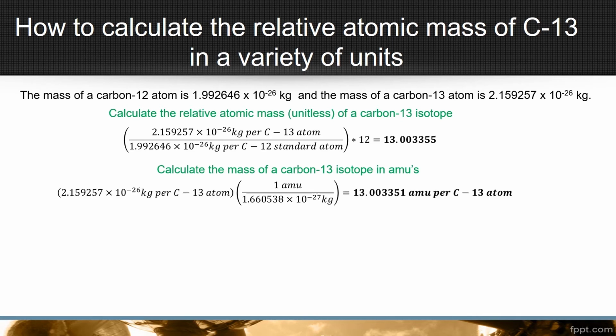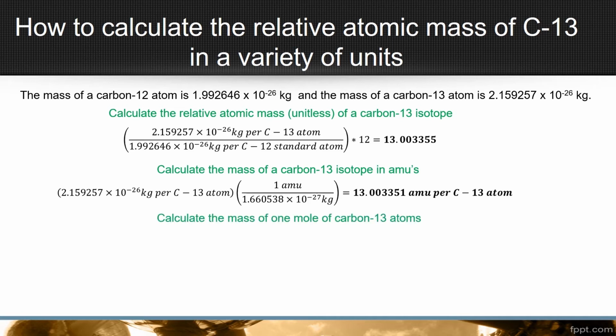We can also compute the mass of the carbon-13 atom in atomic mass units, or AMU. We take the weight of the carbon-13 atom and divide by the AMU to kilogram relationship. And we find that the magnitude of the number we compute is 13.003351, and is almost the same as what we just obtained before, but now it has a unit of mass attached, AMU.